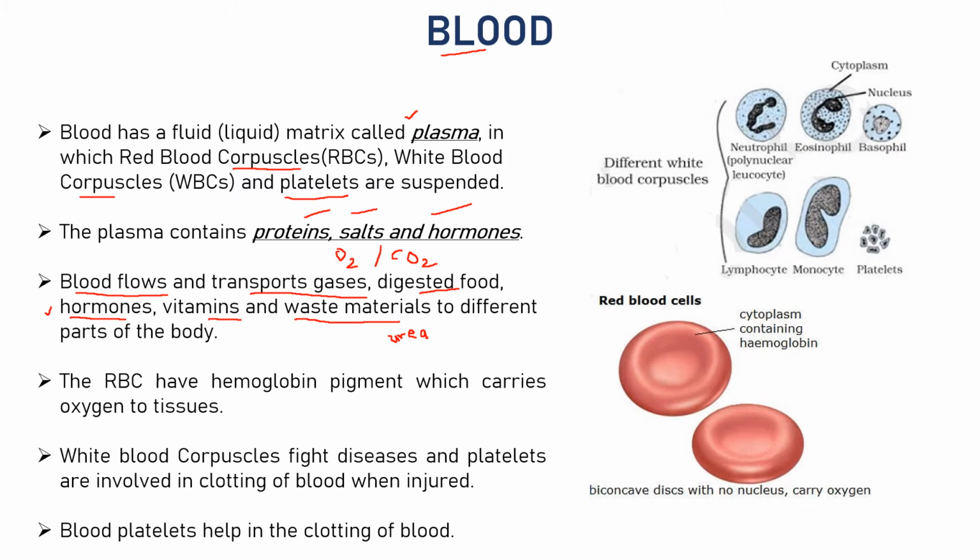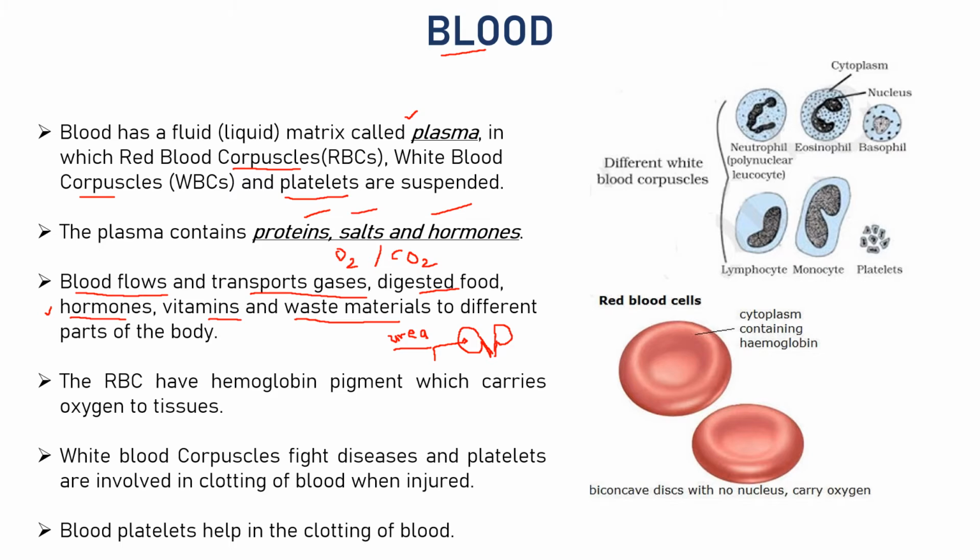That is to be transported by the blood to where? Which part of the body is the filtration plant of our body? That's the kidneys, right? So blood takes waste material to the kidneys, from where this waste material is filtered out and thrown out of our body through urine.